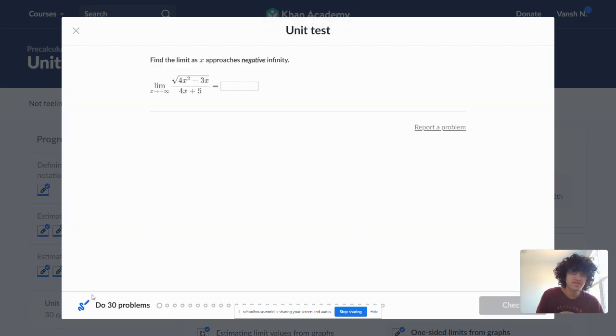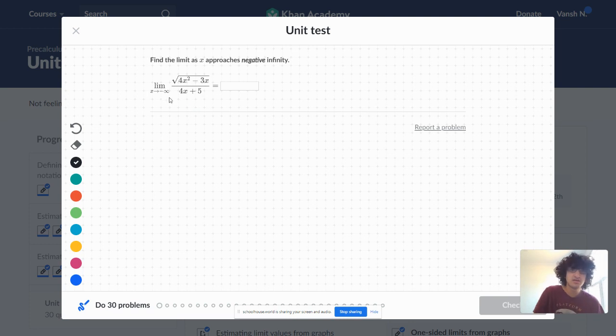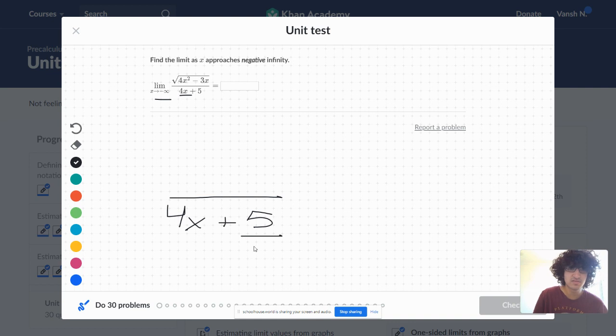Okay, find the limit as x approaches negative infinity of this radical expression. The highest power is 4x, so we're going to divide everything. First let's start with the denominator. We have 4x plus 5, and we're going to divide all of this by x. The 5 over x goes to 0 because the lower power is bigger. Dividing 4x by x simplifies to 4.